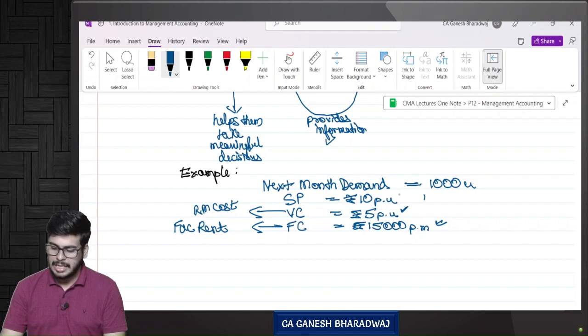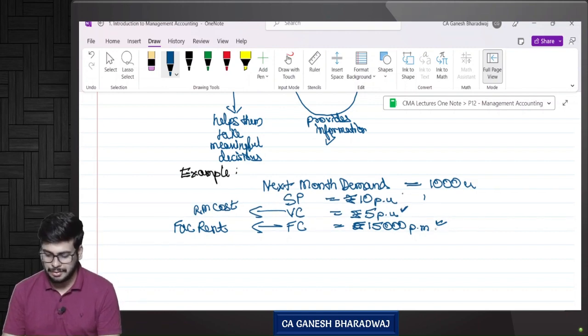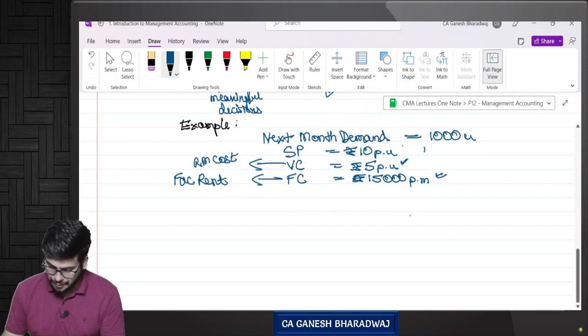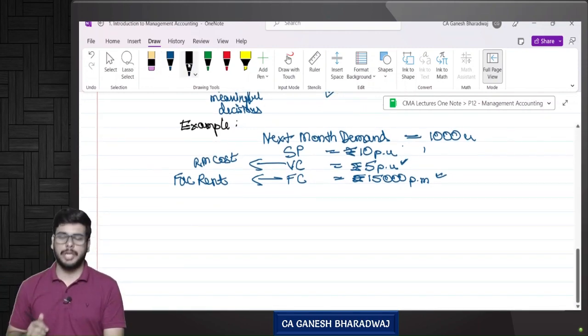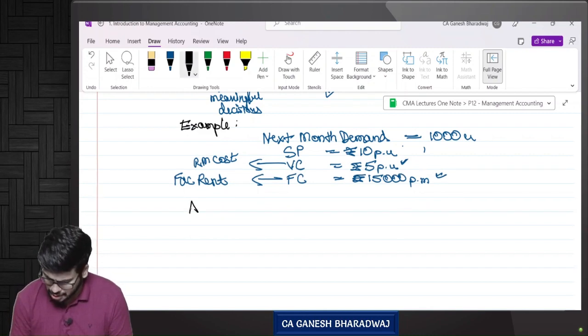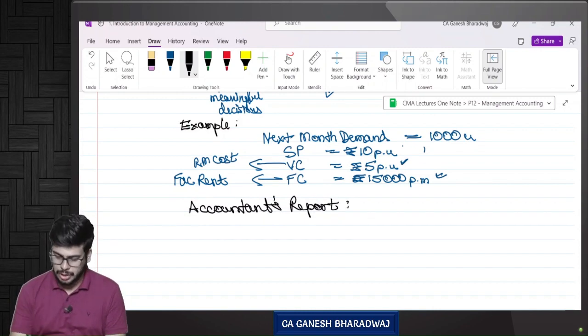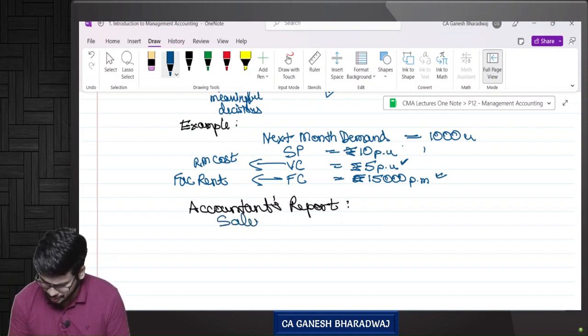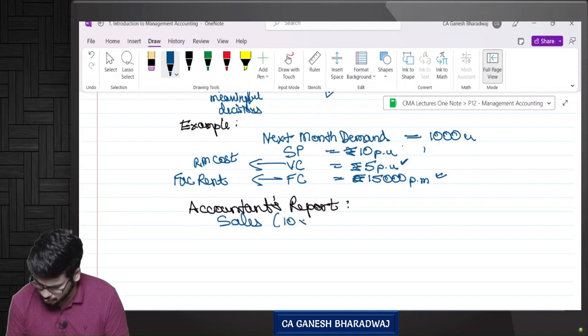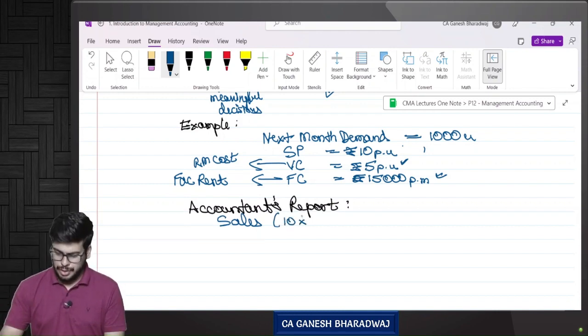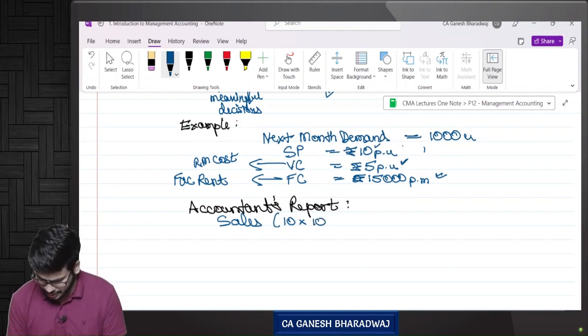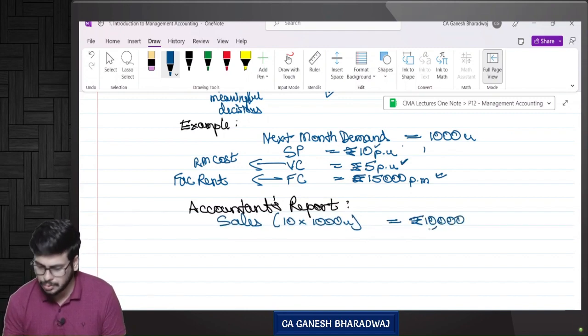This is the following cost data. Selling price per unit is 10 rupees, variable cost per unit is 5 rupees, fixed cost in total is going to be 15,000 rupees. Now, if you see a normal accountant's report, not a management accountant's, I will tell you how it looks. A normal accountant will say, what is the big deal here? First, tell me what is the sales figure. Sales figure is going to be 10 rupees per unit. Next month, if I continue, every unit I sell, I will get 10 rupees. And how many units are we going to sell? 1,000 units, correct? So total sales will be how much? Rupees 10,000. Correct or not?